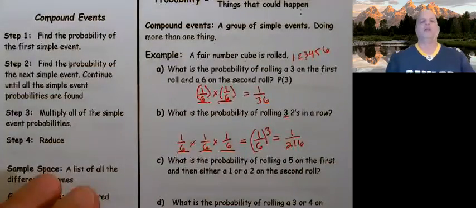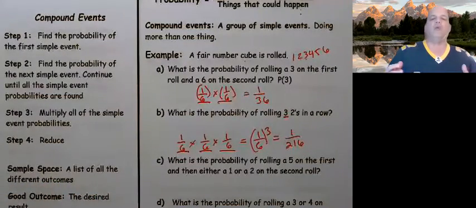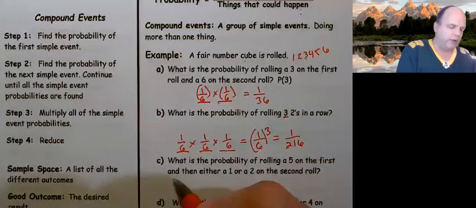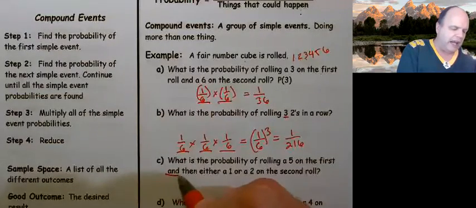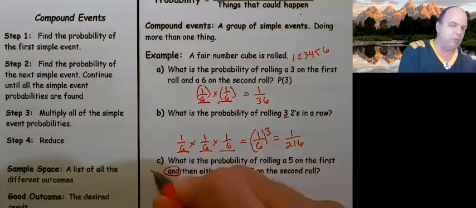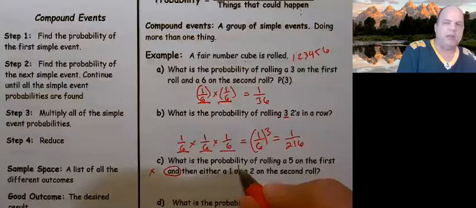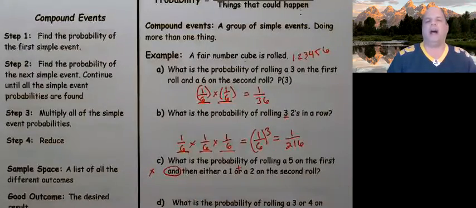Okay? So what's the probability of rolling a 5 on the first and either a 1 or a 2 on the second? I'm going to take a moment and talk about a couple of things. The word and, this is not a guarantee, but the word and usually means multiply. And the word or typically means in probability that we're going to add.